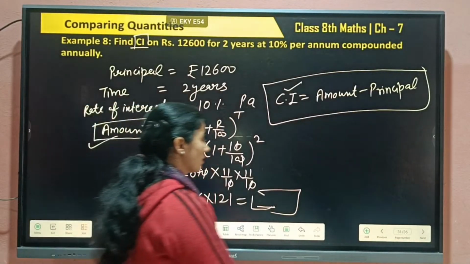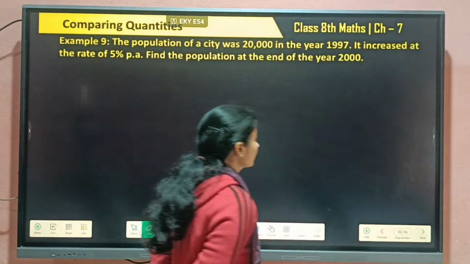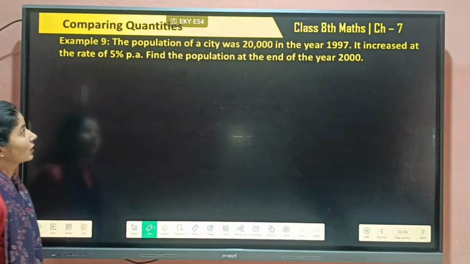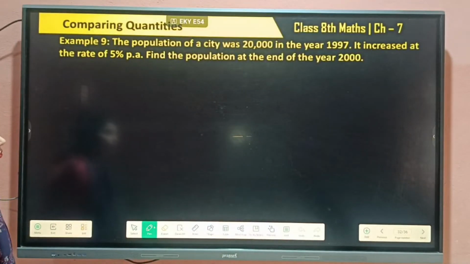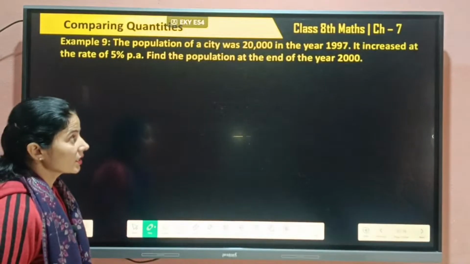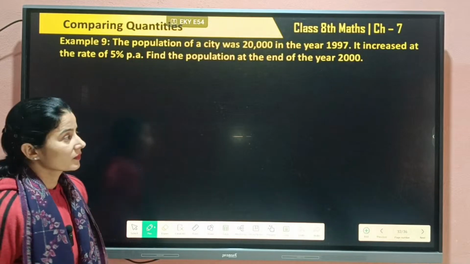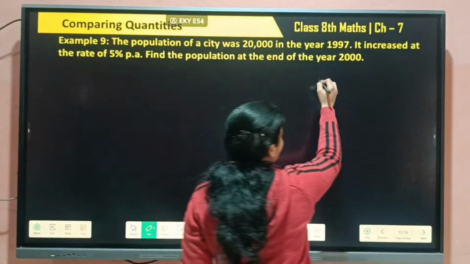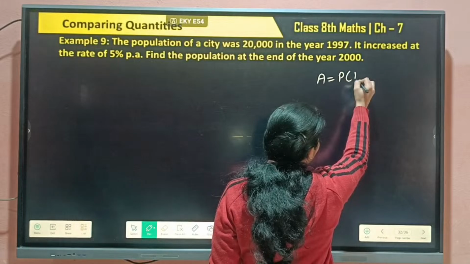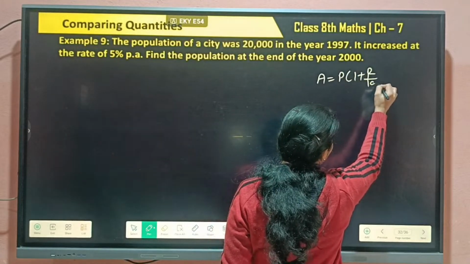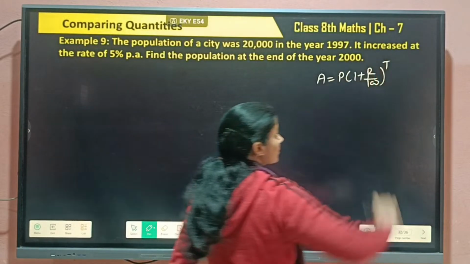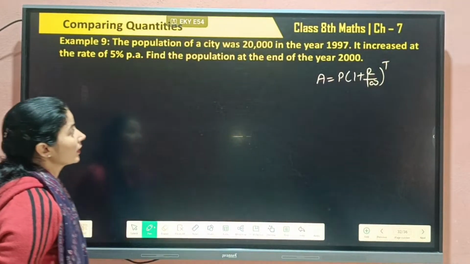What is the next example? Example number 9. The population of a city was 20,000. These are some applications based upon the formula of this amount. What is our amount formula? This amount is P into 1 plus R by 100 to the power T. And these are some applications based upon this formula.